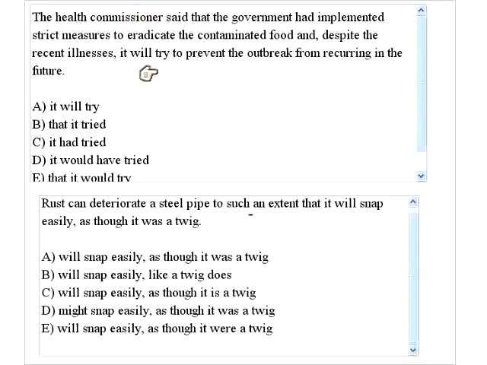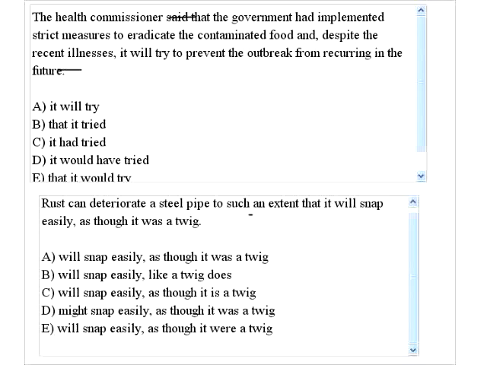And so I can't do that here, because the other favorite answer for most people here is clearly A. It will try. The commissioner said that the government will try to prevent the outbreak from recurring. But the issue is that I was in the past, he said, and I don't want to just jump to the future. It's too big a jump without those helper words, tomorrow, yesterday, whatever.